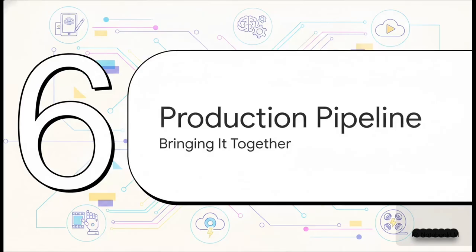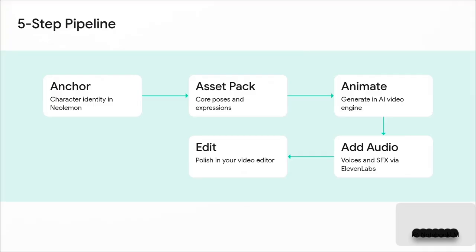And that leads us to our final section, number 6, your final production pipeline. So how do all these isolated concepts actually come together into a workflow you can use today? Well, here is your definitive 5-step pipeline, and it perfectly mirrors how a real professional studio operates. Step 1. Write a visually concrete script and use it to anchor your character's identity in a tool like Neolemon.